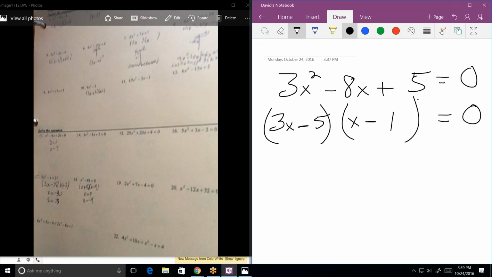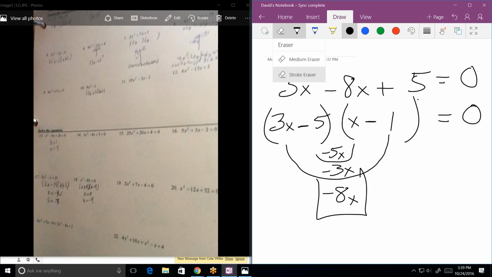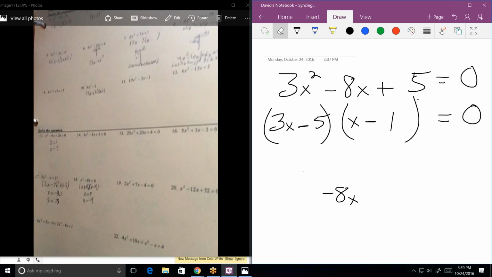In other words, you still have to do this step because unless you can do that in your head, I can't do it. I have to write it out, and then I know I have the right middle term.